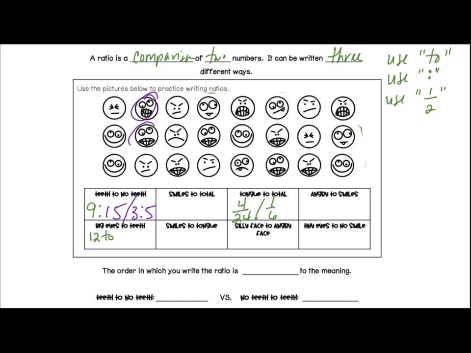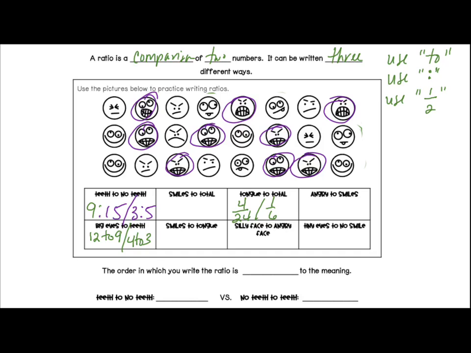So we have 1, 2, 3, 4, 5, 6, 7, 8, 9 that have teeth. So we have 12 to 9, which we can simplify by 3, which would give me a 4:3 ratio. And we never simplify all the way down to a mixed number. It's okay for it to look improper, okay?